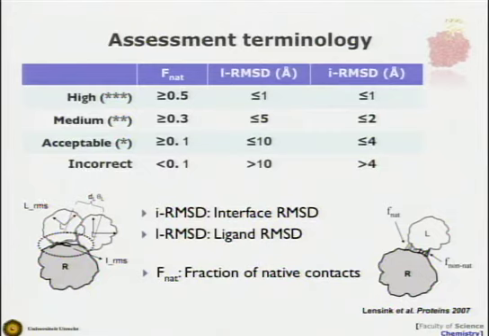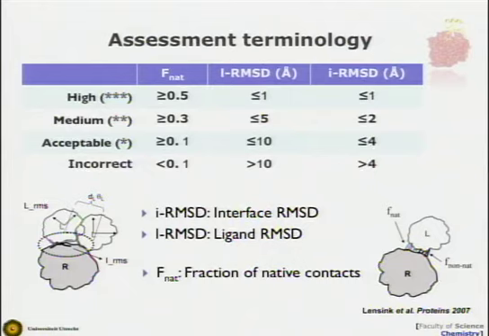So the first one is the fraction of native contacts. If you have your reference structure, typically a crystal structure, you calculate all the atomic contacts at the interface, and then you measure in your docking model what is the fraction of the contacts that are correctly reproduced in the model. To get a high accuracy prediction, you need to reproduce at least 50% of the atomic contacts correctly. To get an acceptable solution, you should reproduce at least 10%. Doesn't seem like a lot, but the problem is quite challenging.